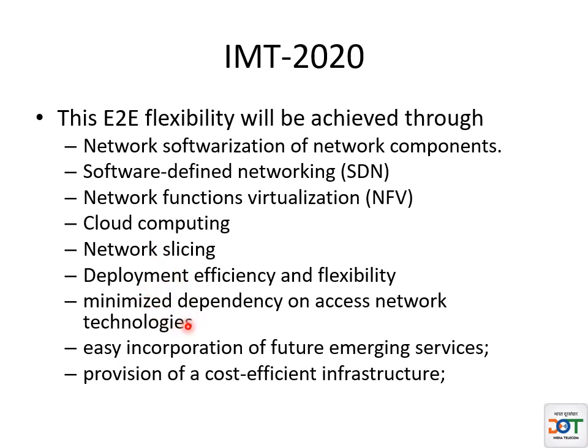Another point is the minimized dependency on access network technology. So if you look at 5G, it will support a variety of access networks. In addition to the radio, it will support other access networks like the broadband or cable network which gives broadband services. Those will also be connected to the 5G core. So the 5G system will be agnostic to the access network technologies, and it will have minimum dependency on that. And the 5G system is being designed so that future emerging services can be incorporated into 5G.